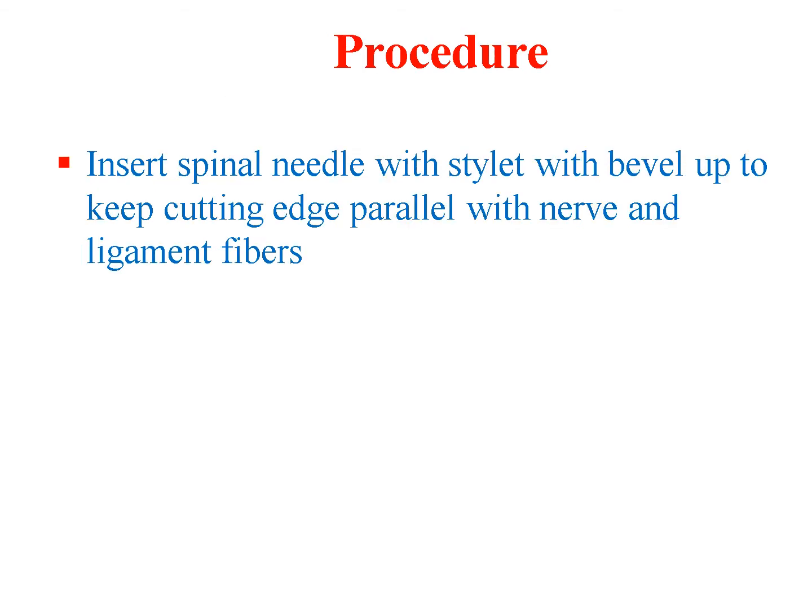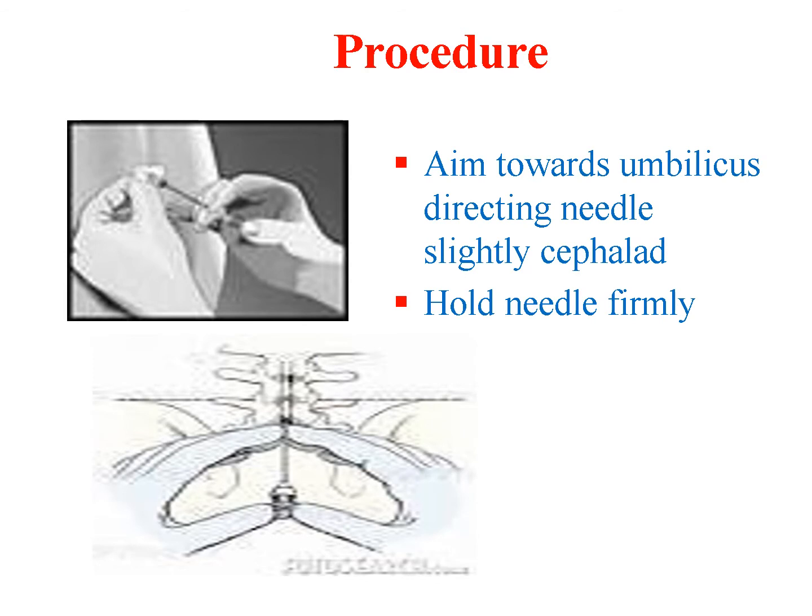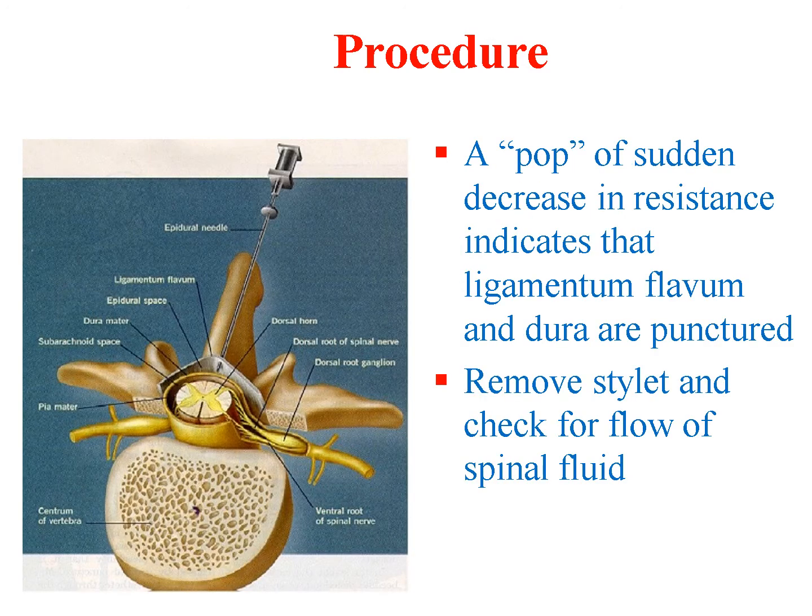Insert spinal needle with stylet with bevel up to keep the cutting edge parallel with nerve and ligament fibers. We aim toward the umbilicus, directing the needle slightly cephalic, and should hold the needle firmly. A pop or sudden decrease in resistance indicates that ligamentum flavum and dura are punctured, as illustrated from this figure. You should remove the stylet and check for flow of spinal fluid.